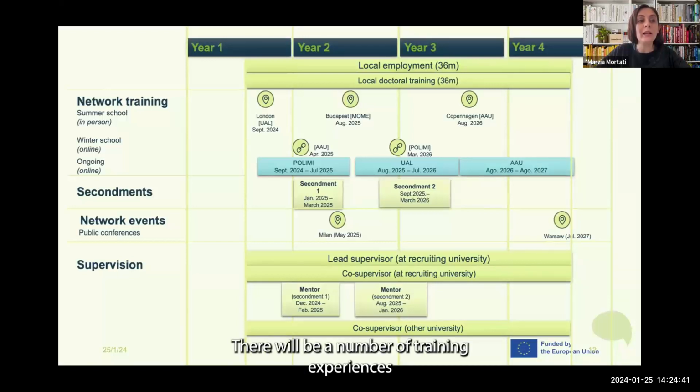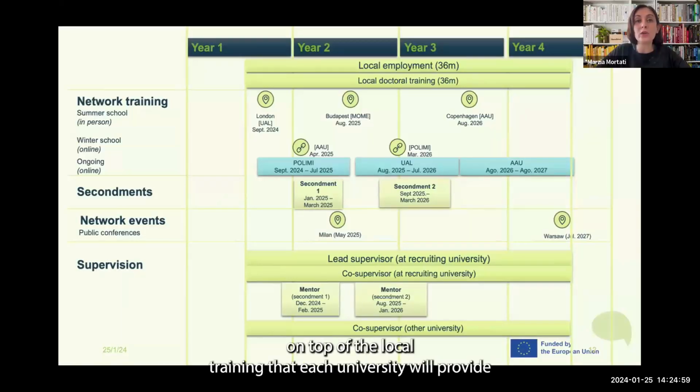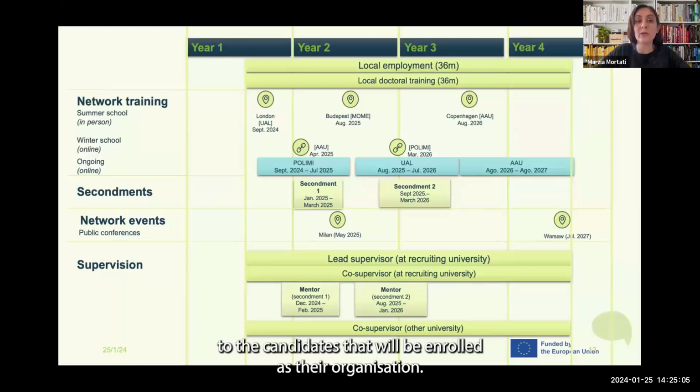There will be a number of training experiences, as I just mentioned. So there will be moments of in-person training, and there will also be a continuous type of training that will be arranged by the network. And this goes, as I was already mentioning, on top of the local training that each university will provide to the candidates that will be enrolled at their organization.